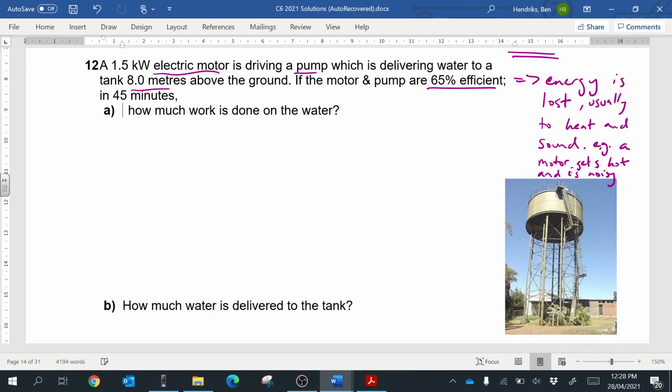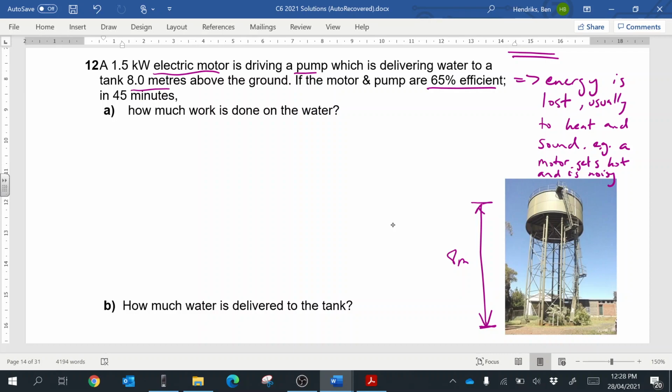Okay, so that heat and that noise, the energy has to come from somewhere for a motor to get hot and noisy. So that energy is lost in that way, which means that not all of the energy goes into lifting the water up 8 meters. So, how much work is done on the water? Because it's only 65% efficient, we have to take that into account.